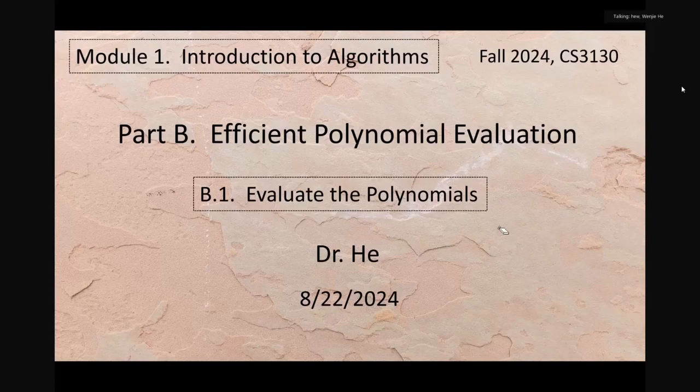Part B, efficient polynomial evaluation, the topic. So you know the polynomial, and you know how to evaluate a polynomial. But here we are talking about efficient polynomial evaluation. B.1, evaluate the polynomials. So let's look at our problem first. Then we consider the algorithms to solve this problem.